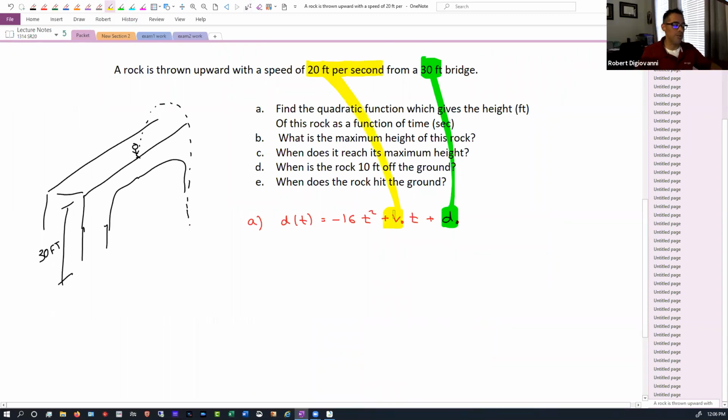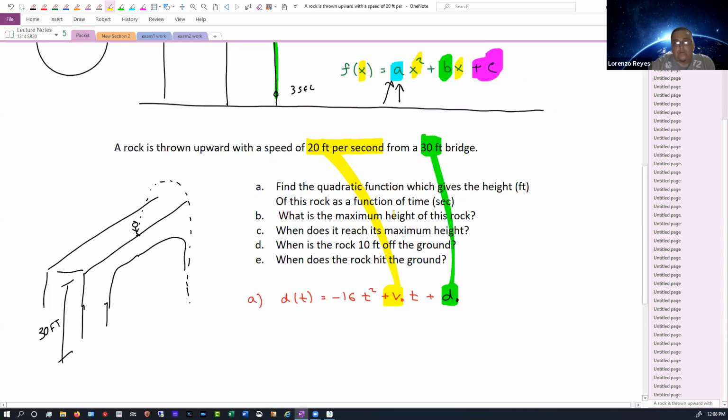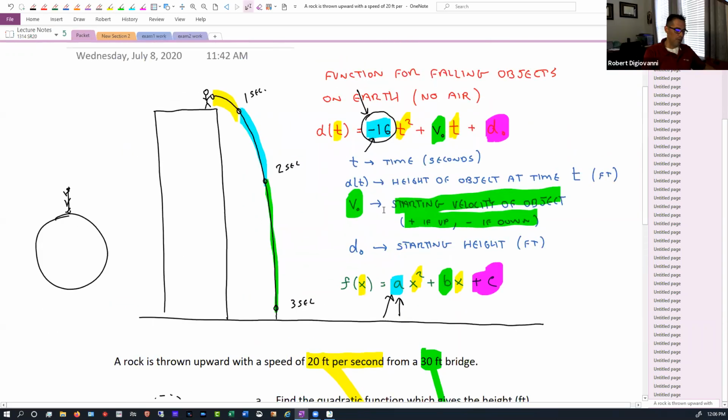Now, the big question is, is it going to be plus 20 or minus 20? Look at what I wrote up here in green. The starting velocity of the object will be plus if it's thrown upward, and minus if it's thrown downward. In this case it's thrown up, so we're going to use a plus 20. Had this person thrown the rock down off the bridge, then we would use negative 20.